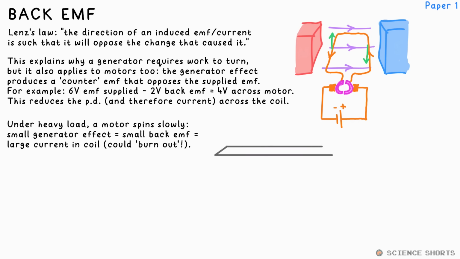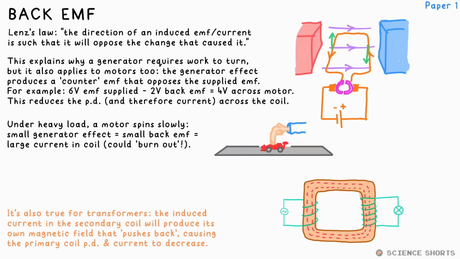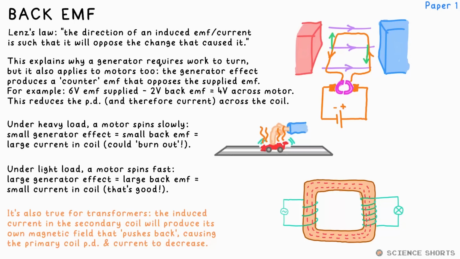If a motor is under heavy load, it spins slowly. The back EMF is small and the current is high, so too heavy a load and the motor can burn out. I'm sure you've experienced this when you've smelt the smoke coming from your Scalextric car when you're holding it down but still pushing the throttle. If a motor is under light load, though, it spins faster, the back EMF is large and the current in the motor is small. Great.